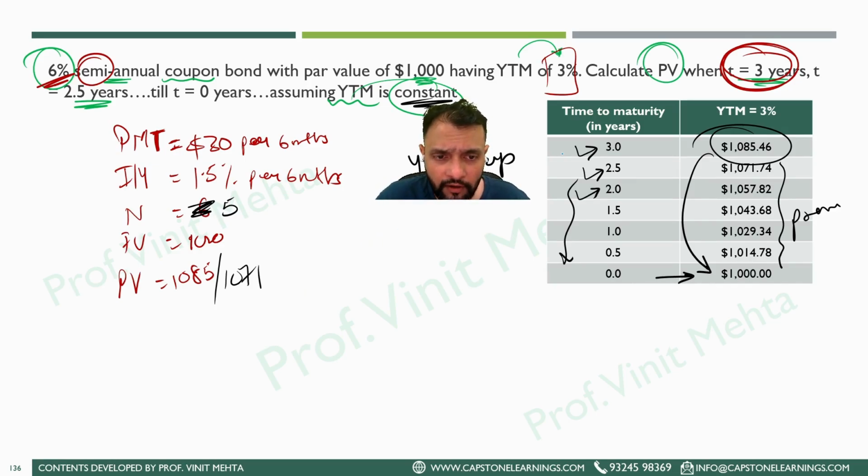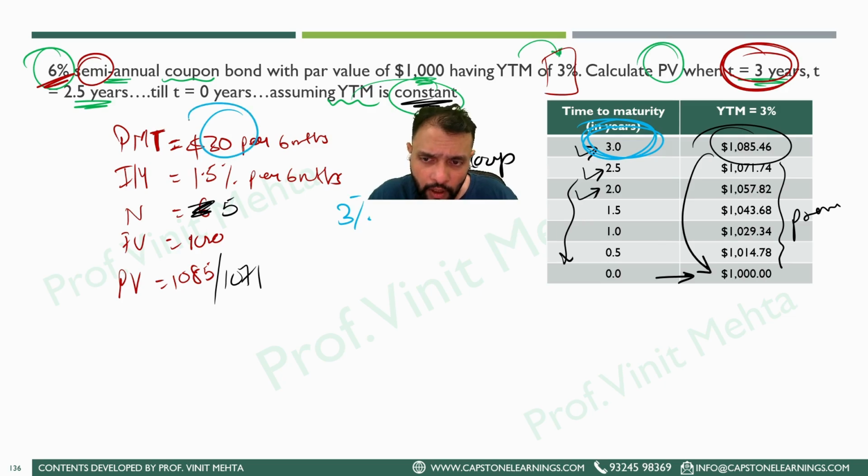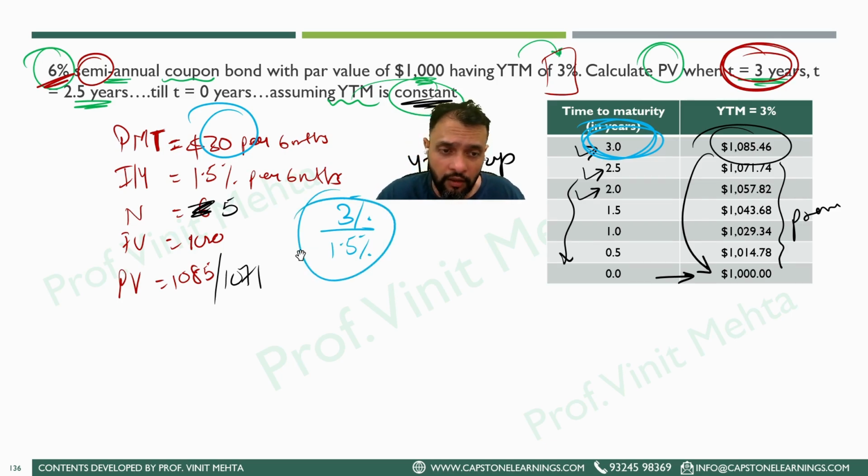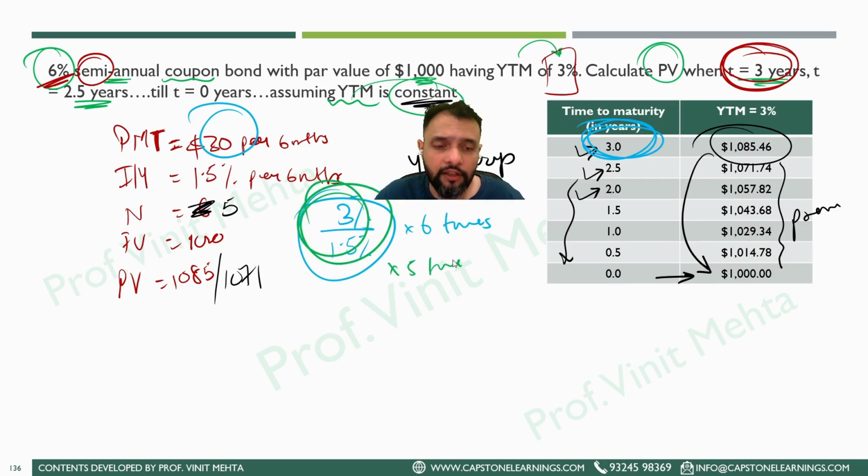Because when 3 years were remaining, what was happening was that the 3% coupon, semi-annual I'm talking about, was discounted at a 1.5% rate. This thing was happening 6 times earlier. But later, when 6 months are gone and one more coupon is given, the same thing in green color is now happening 5 times only. Can I say, intuitively speaking, the price of the bond will fall?